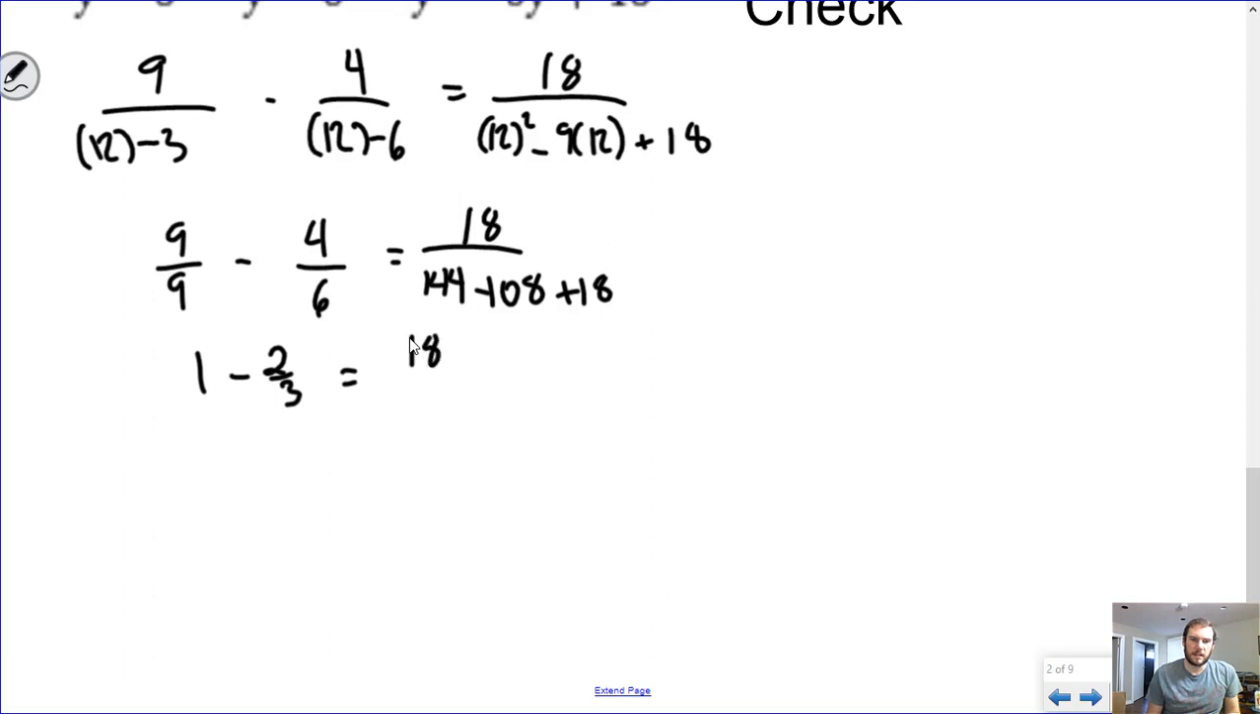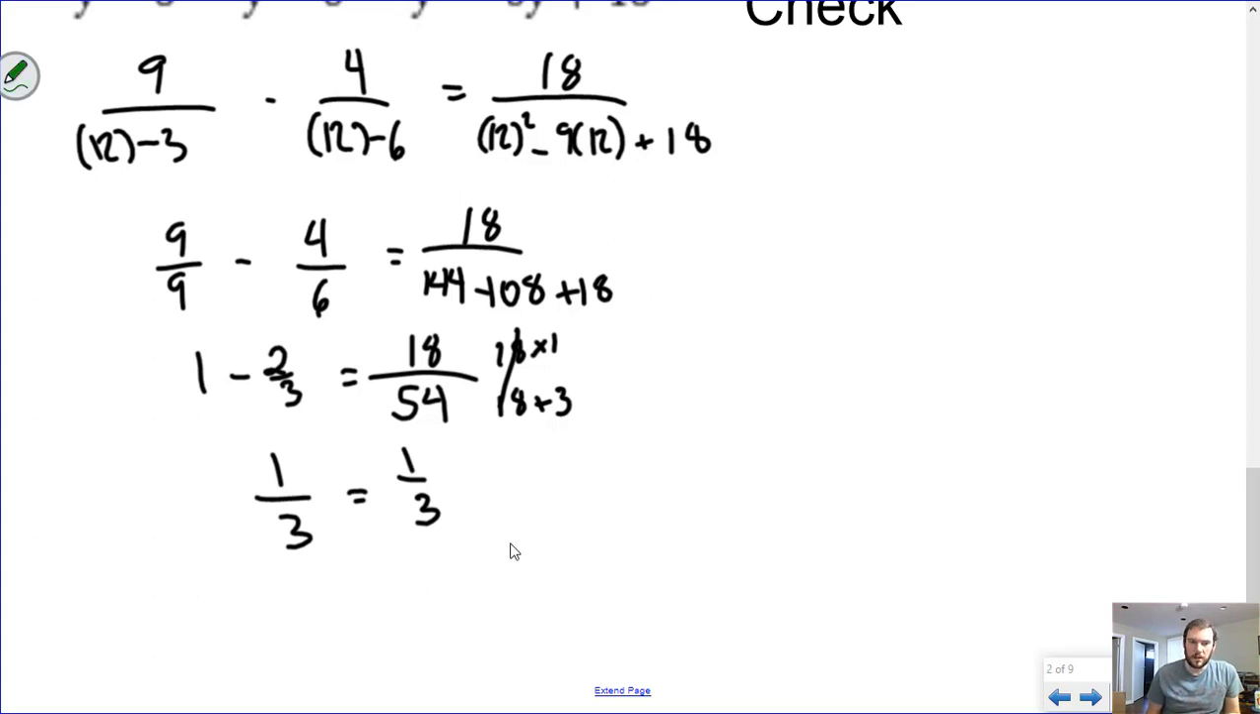And this is 18 over 144 minus 108 is 36. And 36 plus 18 is 54. All right, 1/3 minus 2/3 is, 1, which is 3 over 3, minus 2 over 3 leaves us with 1 over 3. And 18 and 54 have a common factor. 18 is 18 times 1, and 54 is 18 times 3. So if I cancel out the 18s from both, I'm left with 1 over 3.